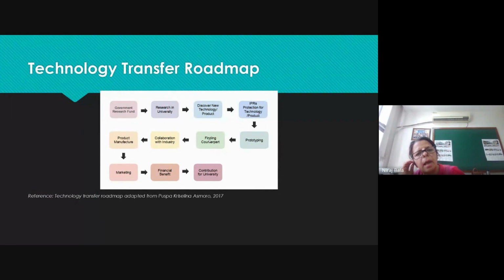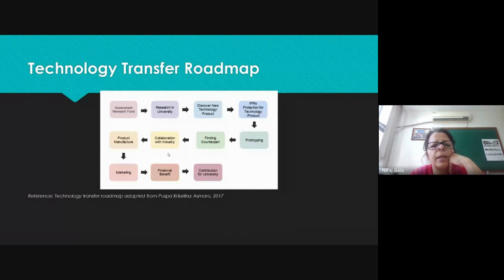The academy can have linkage with the industry. They will collaborate with the industry. The industry will manufacture the product. They will help in marketing of the product, and the profits will be earned. And whatever MOU you have with the industry, the financial benefit will be earned both by the industry as well as by the university or the academy. So I just wanted to add this one slide, that this is another way of linkage with the industry.